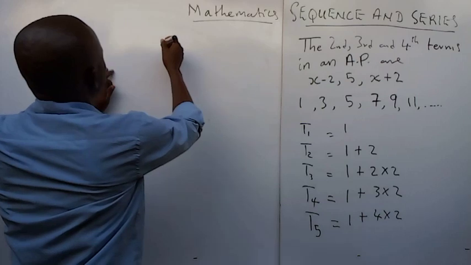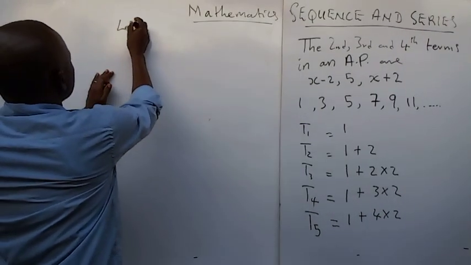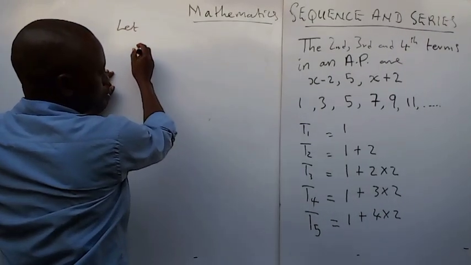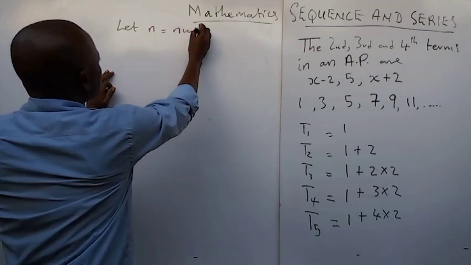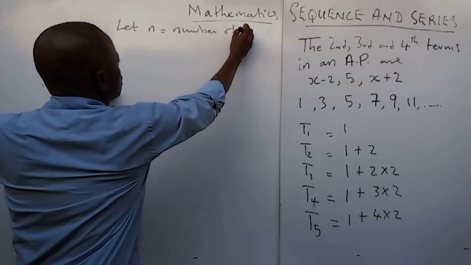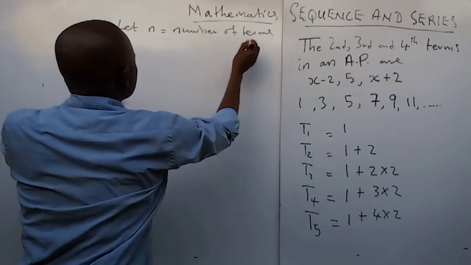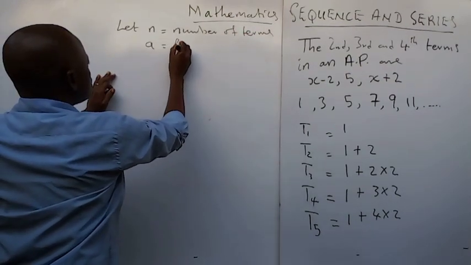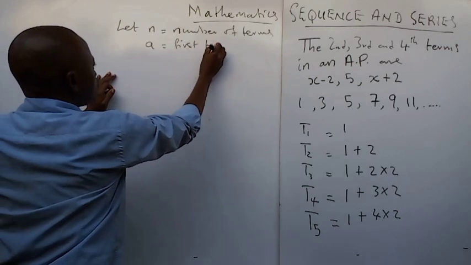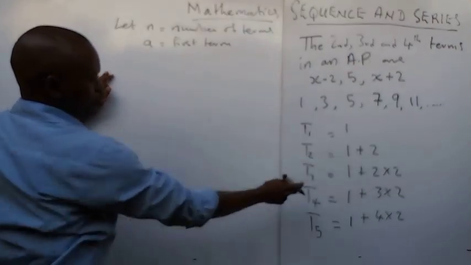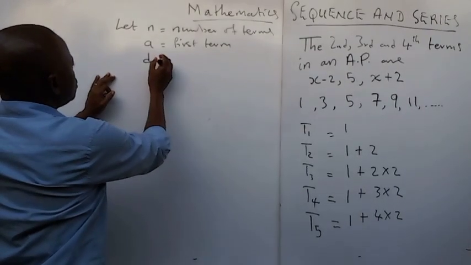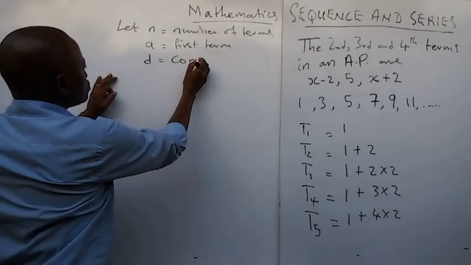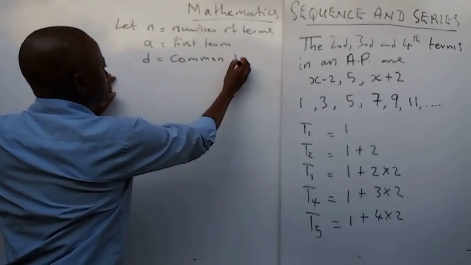Now, let's come over here. If I say let n be the number of terms, a be the first term, the first value, and d be the common difference between them.